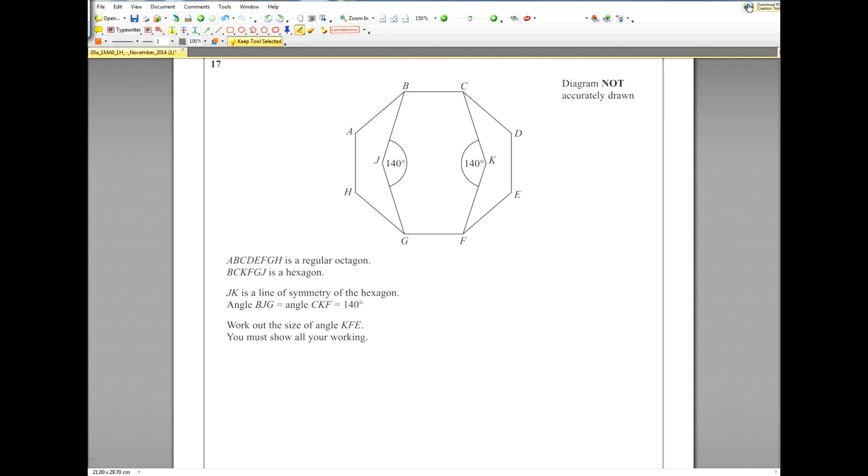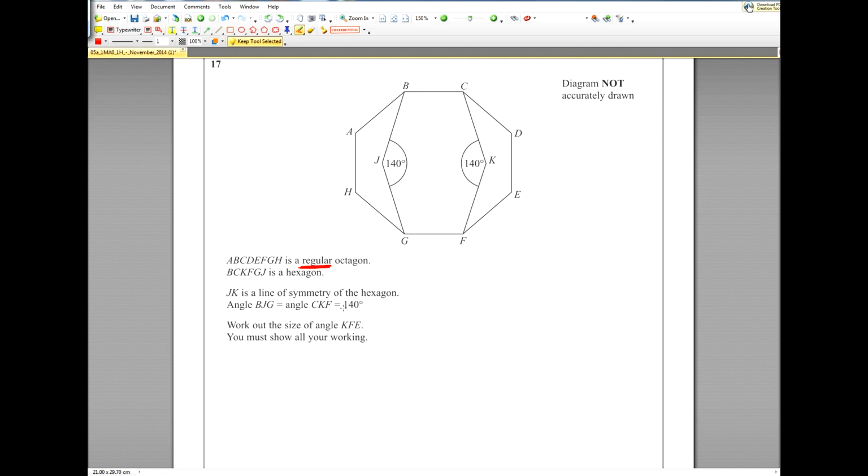Okay, question number 17. Let's look for the keywords in this particular question. Have you got the pen tool? A, B, C, D, E, F, G, H is a regular. Ifra, what's the keyword in this question? Regular. What does regular mean? All the lengths are the same and all the internal angles are the same. Lovely. So it's a regular octagon, and they're giving the shape inside, the hexagon.